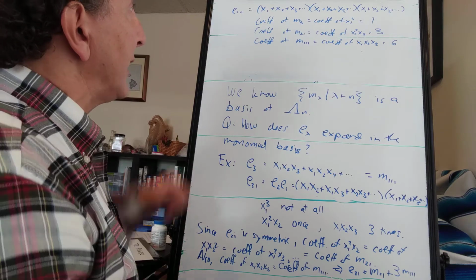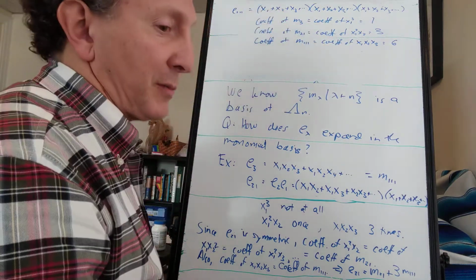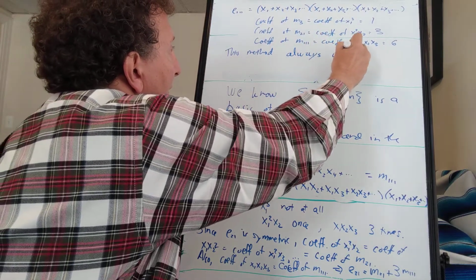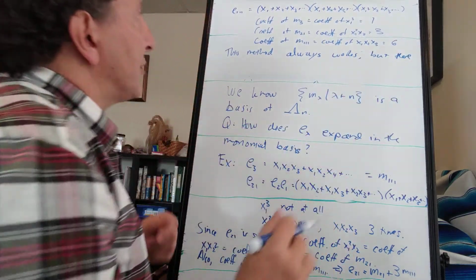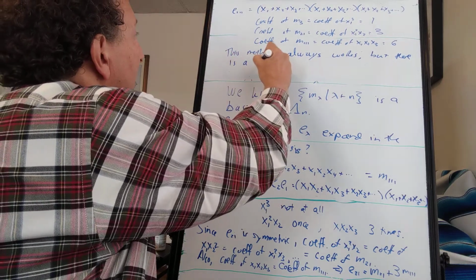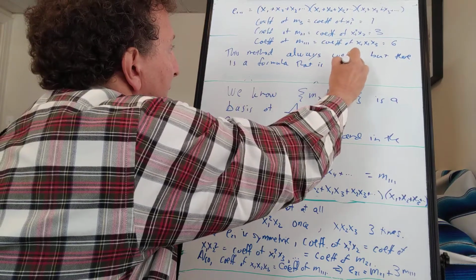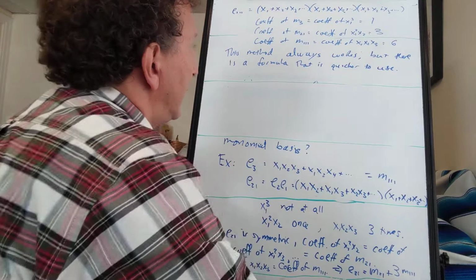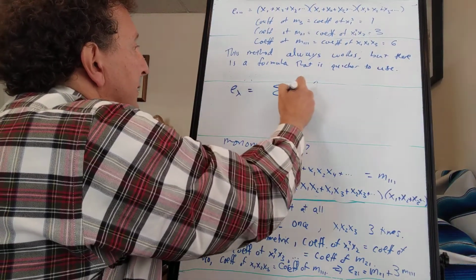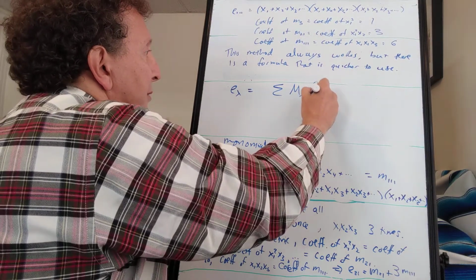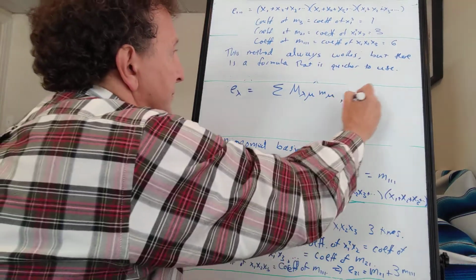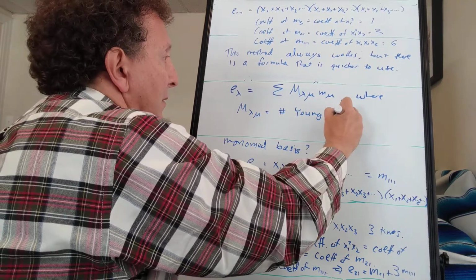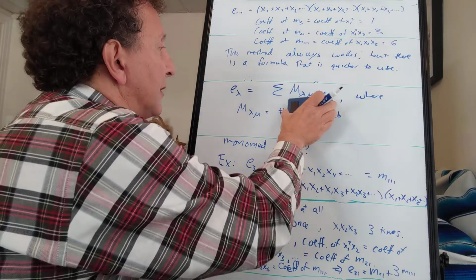Now this method of looking at the coefficients of certain monomials to get the coefficient of the monomial symmetric function always works. But there is a formula that's a little bit quicker to use. In particular, e_lambda is the sum of, let's say, capital M_lambda,mu times little m_mu, where capital M_lambda,mu equals the number of, let me say, column strict Young tableaux.